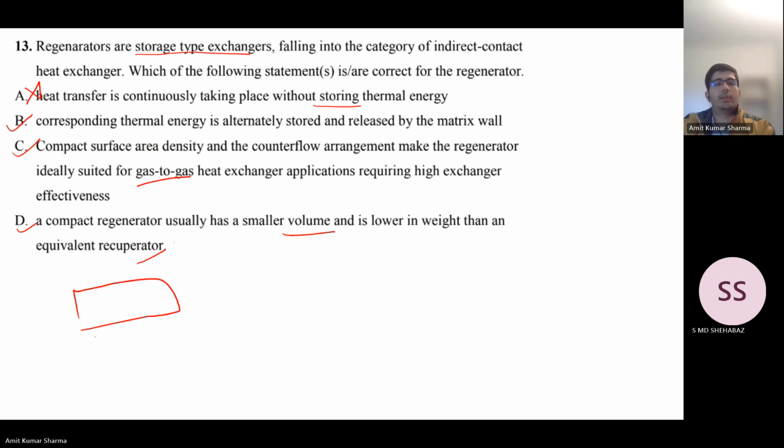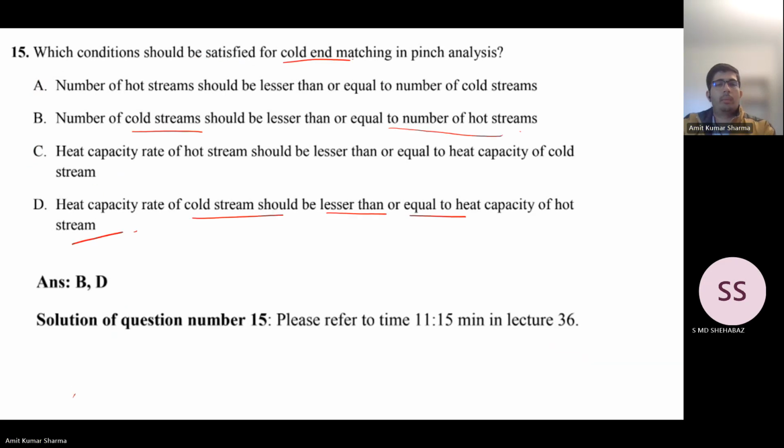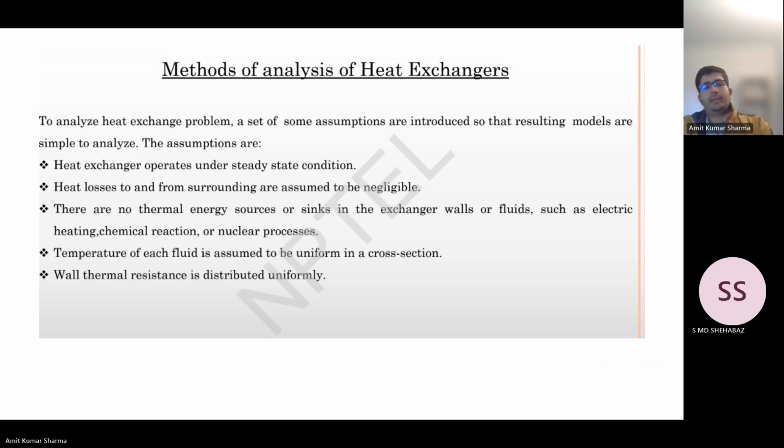Again, a theoretical question. Okay. So just let's quickly revise heat exchangers. So to analyze heat exchangers, a set of assumptions is there. Okay. So these assumptions are we have to consider a steady state operation.